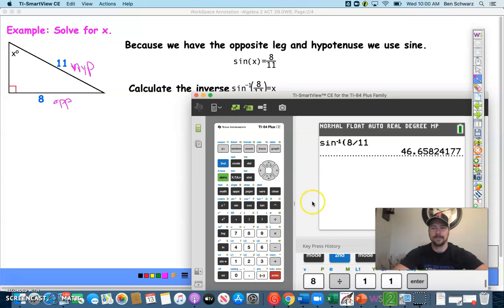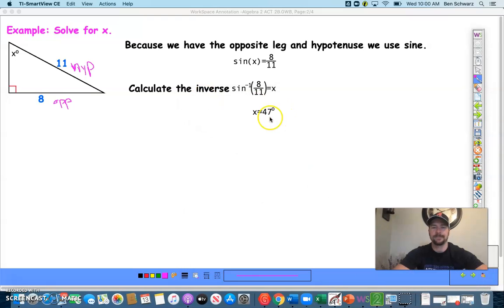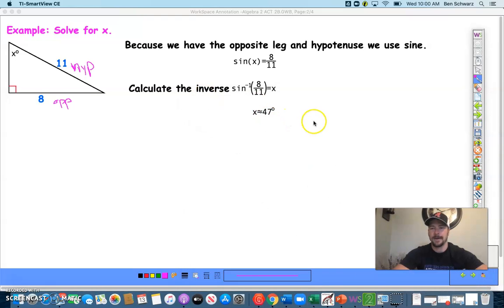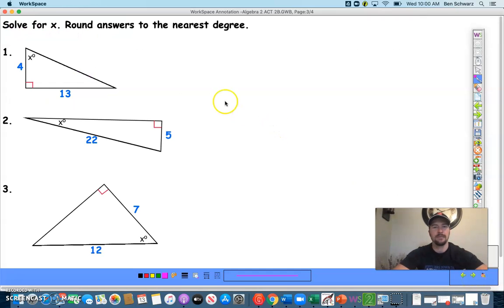And then hit enter. So Delta has you go to the nearest degree, so we'll just do that so we get used to it. So 46.65 would round up to 47. So 47 degrees would be the measure of x there. So we'll just do a few more examples, and you get an assignment, and you can be done with math for the day. So let's just start out here, number 1.